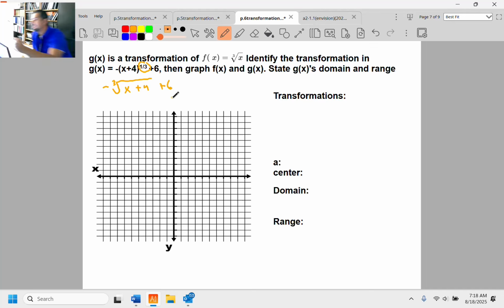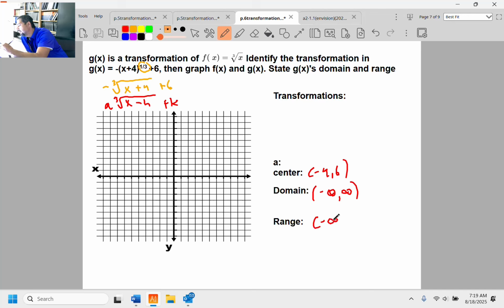And the nice thing is this is in the proper form because we can line it up with a times the cubic root of x minus h plus k. So our center is going to be at -4, +6. Remember, change, keep. I can tell you right now what our domain and range are because it's a cubic root. They're the same. And our initial slope is this negative understood 1. So we have enough information to graph.